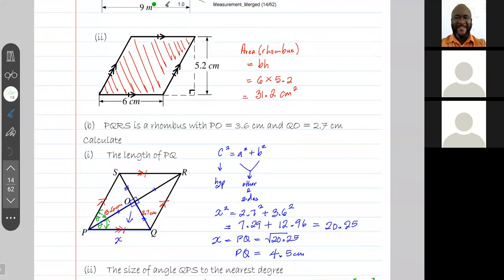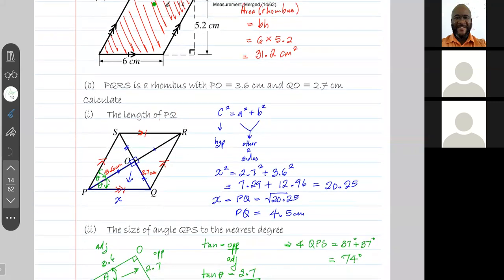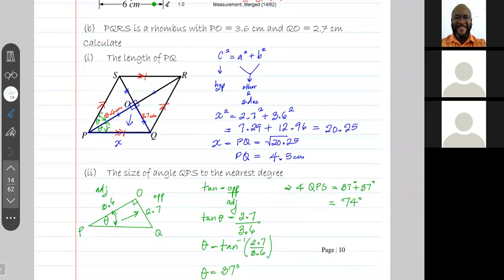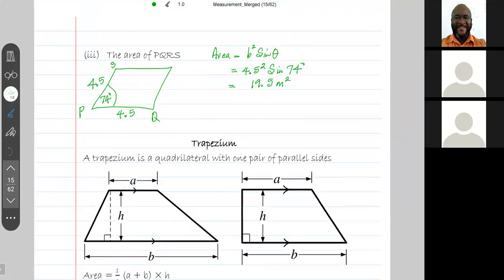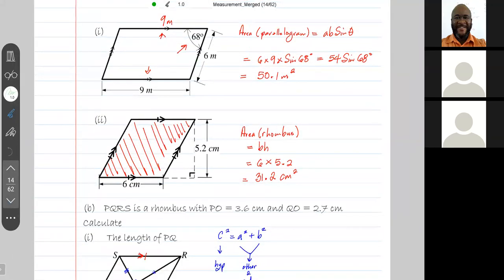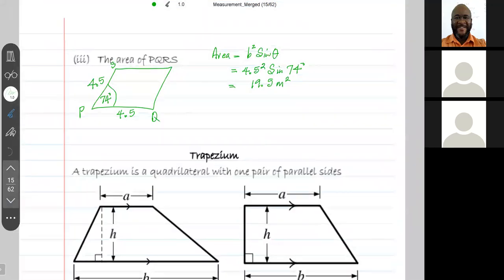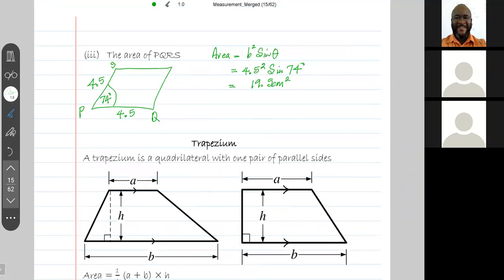They want the length, the angle to the nearest degree, and then the area is 19.5. So it's centimeter. All right, just jumping back quickly to check. It's 19.5 centimeters squared.